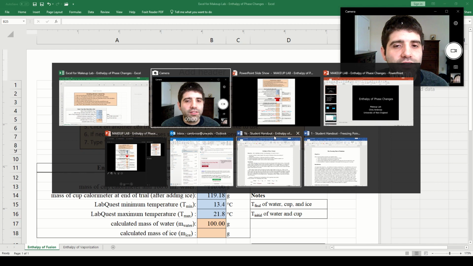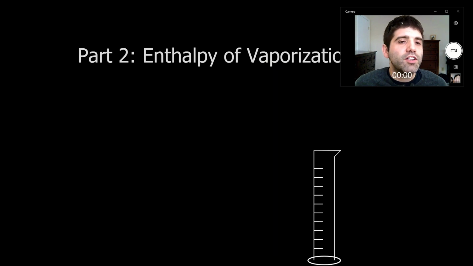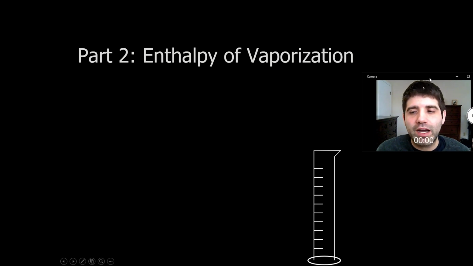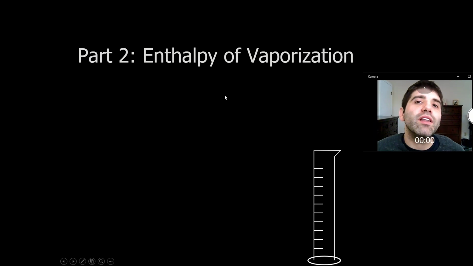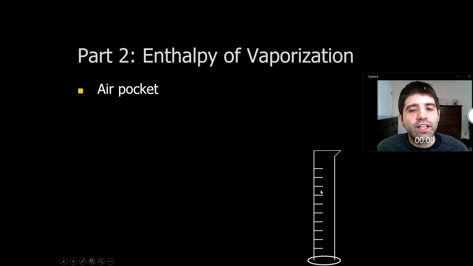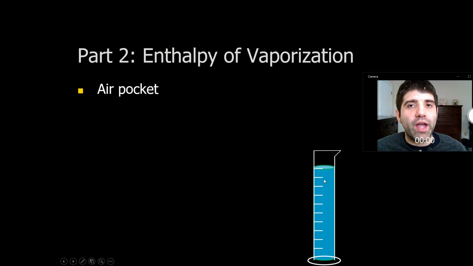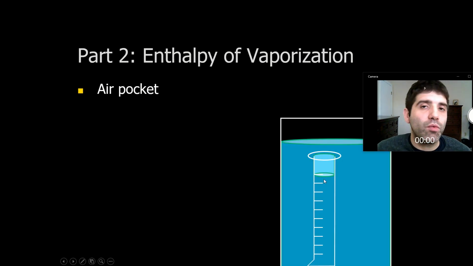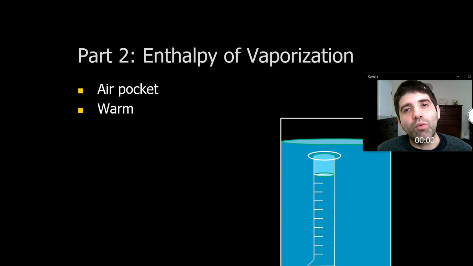Let's talk about the second experiment. The second experiment is to determine the enthalpy of vaporization, the amount of heat required to turn a liquid into a gas. The way we would carry this out is taking a graduated cylinder, filling it up with water almost all the way, and flipping it upside down in a water bath. So what we have here is an air pocket, and that's the focus of this experiment. We would put it on a hot plate and warm this air pocket up in the water bath.